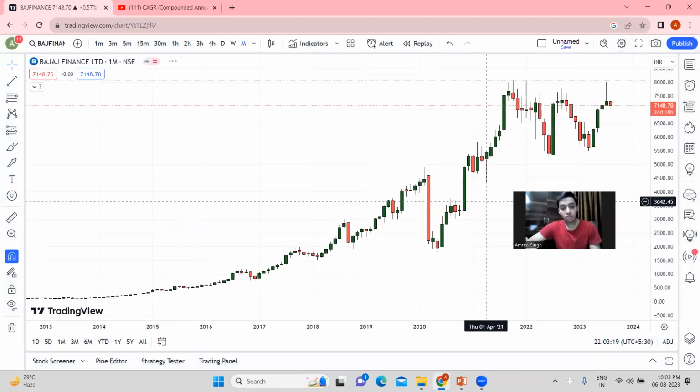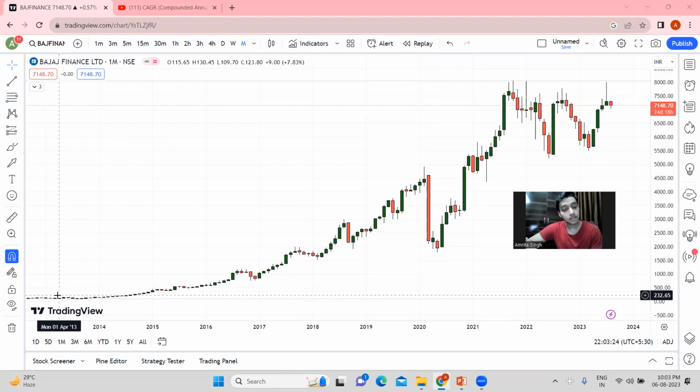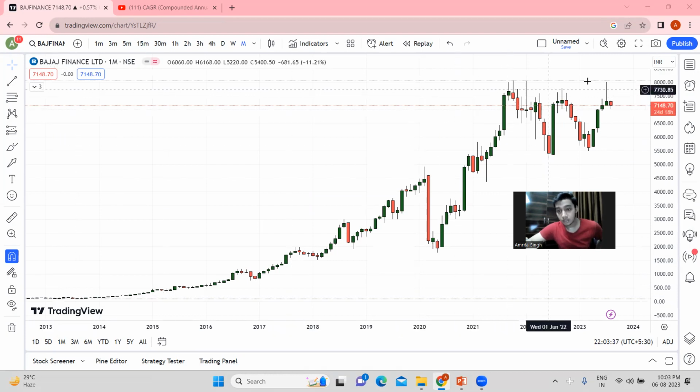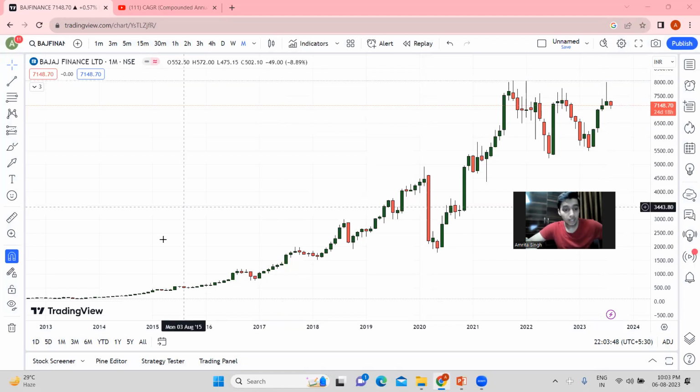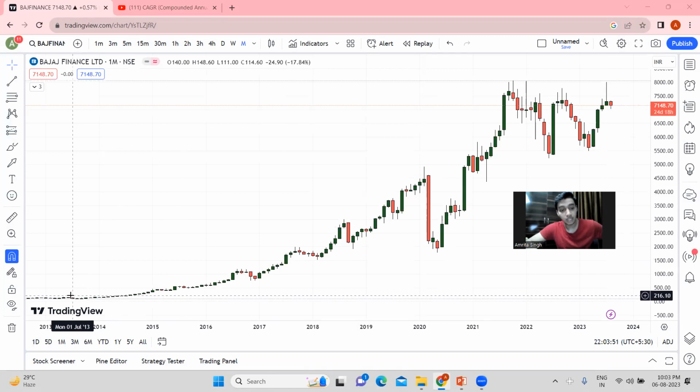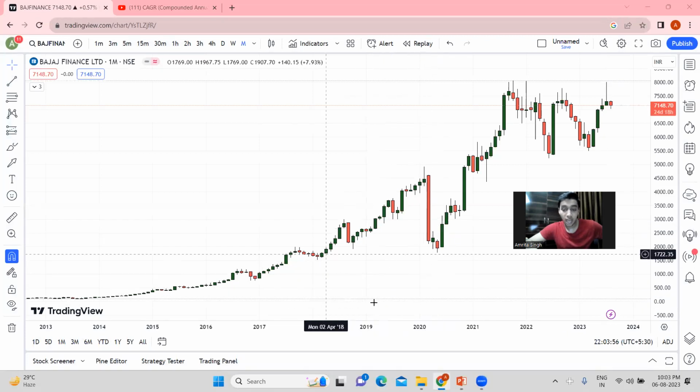So here you can see I have opened the monthly chart of Bajaj Finance. In 2013, the lowest level that the Bajaj Finance stock has touched is almost 200 points. And the highest the stock has touched is almost 8,000. So the final amount is going to be 8,000, and our initial amount is going to be 200. So this is how it's going to work. And the duration of time is going to be 10 years, because all this action is happening in a period of 10 years.